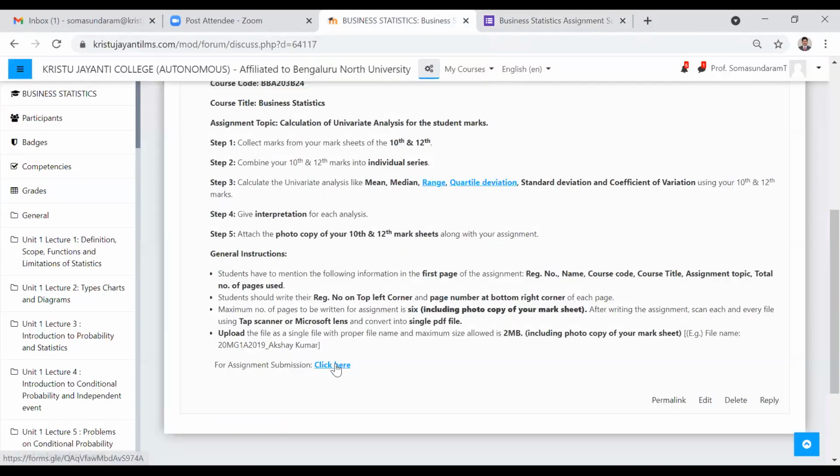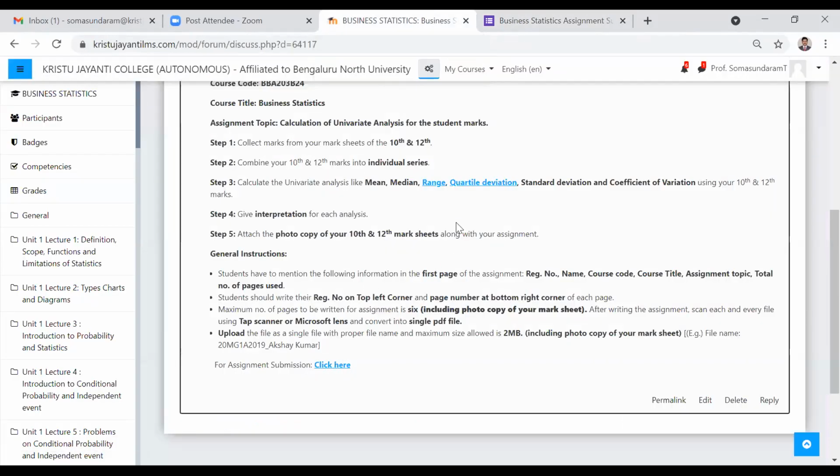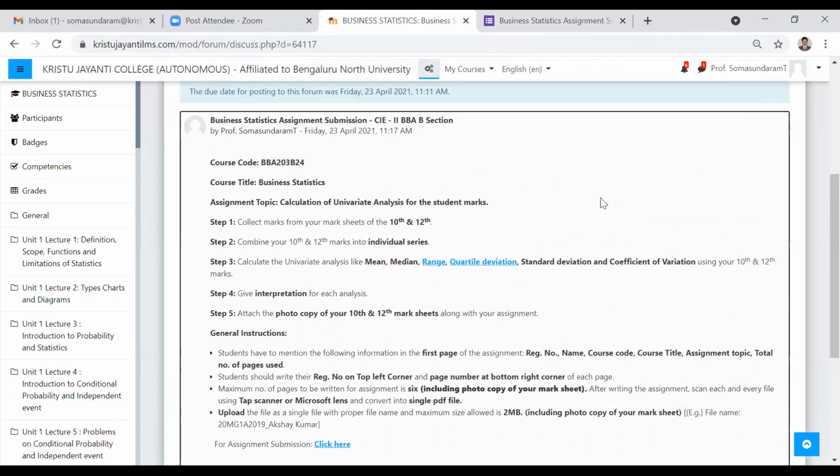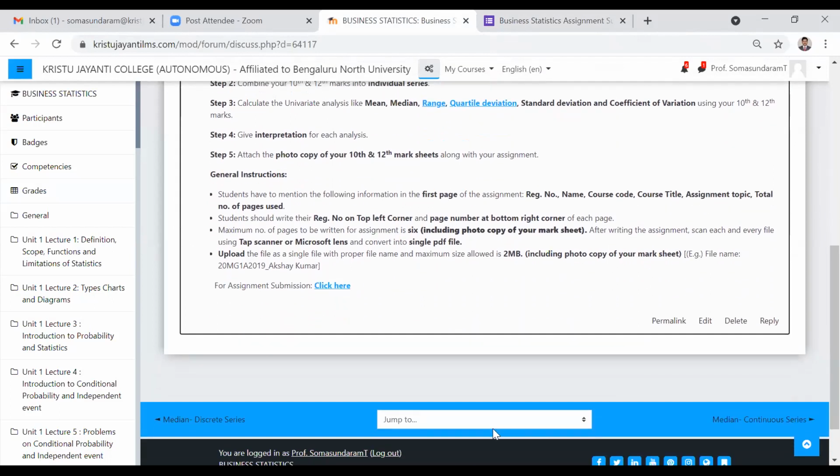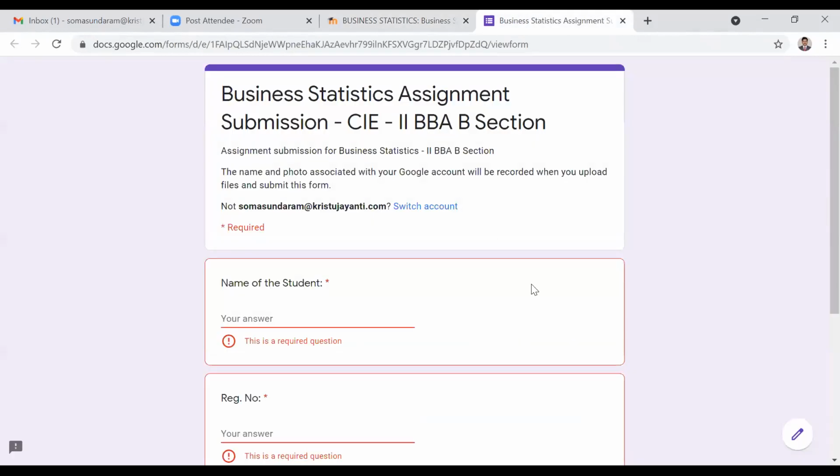There is an option, click here. After opening that assignment page, you will get the assignment title like this. All the instructions will be there. Go to the last page at the end and click here. You will get this new Google Form. Is it clear now?